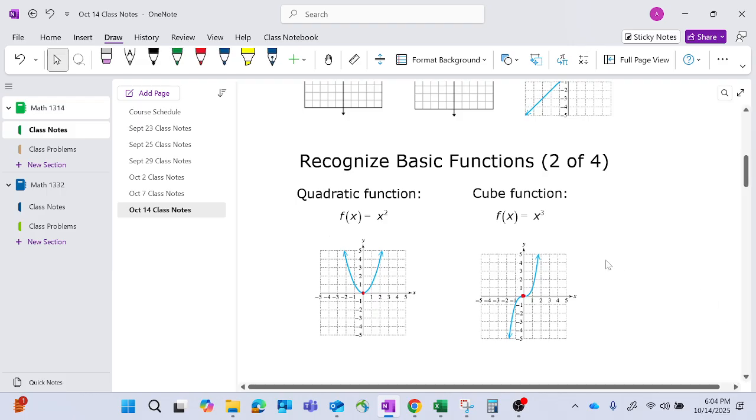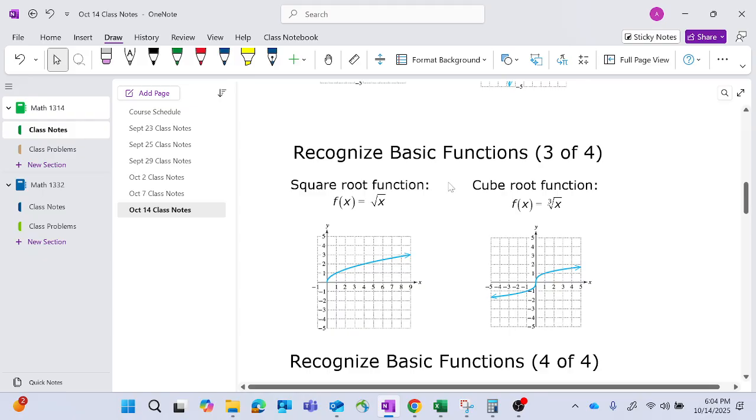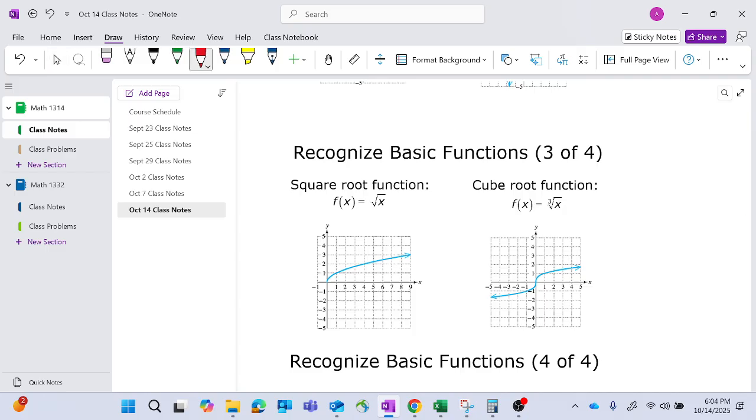Are we good there? All right. They have two more, a square root function and a cube root function. The basic square root function starts at 0, 0, then shoots outwards. The cube root function is just a cubic function sideways, but you kind of curve upwards to 0, 0, then curve back out at 0, 0.